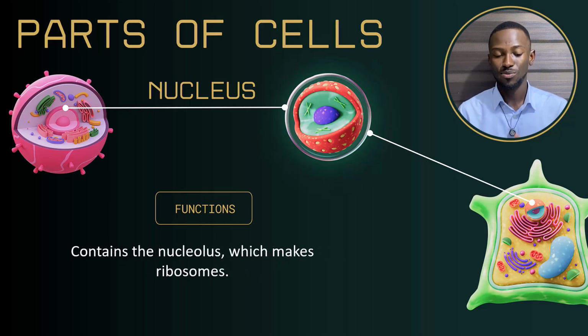Then the final function we have is it contains the nucleolus, which makes ribosomes. We'll soon get to the function of the ribosome, but the nucleolus that is found in the nucleus makes this ribosome. And for what we have on the screen, the nucleolus is that purple structure inside the nucleus, based on the image you have on the screen.